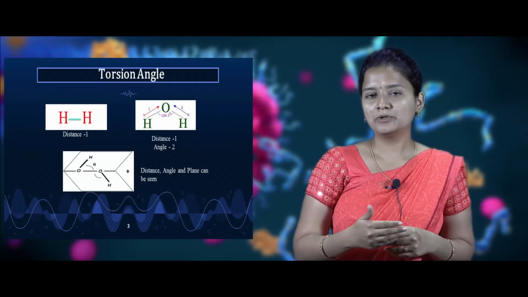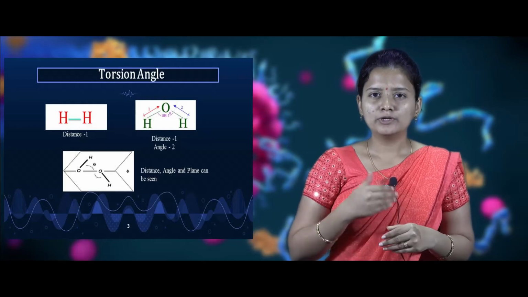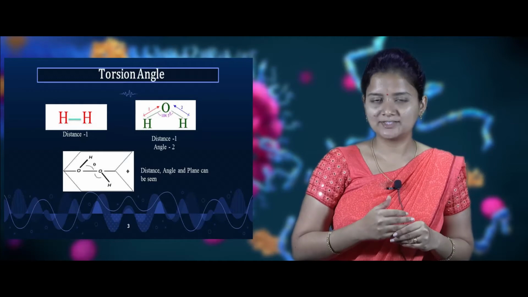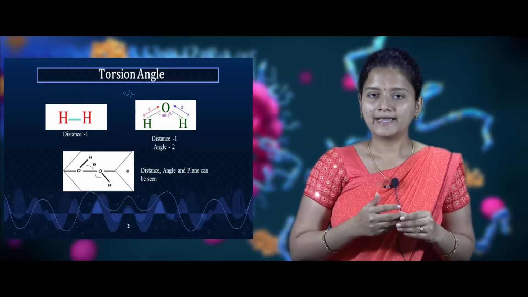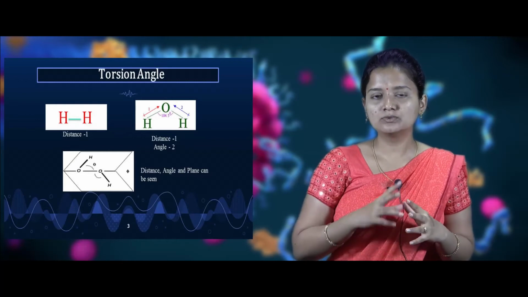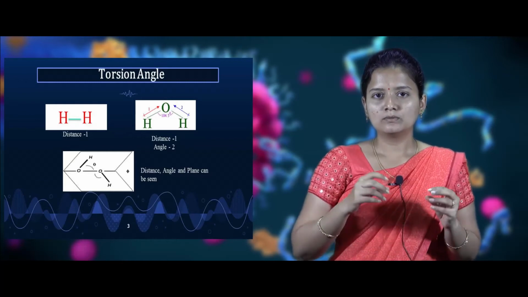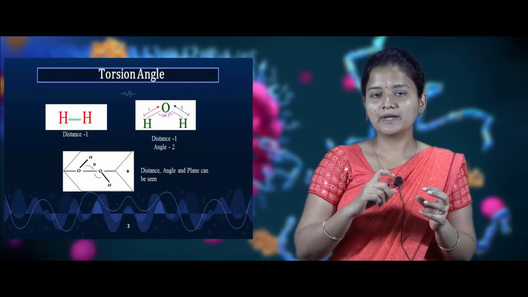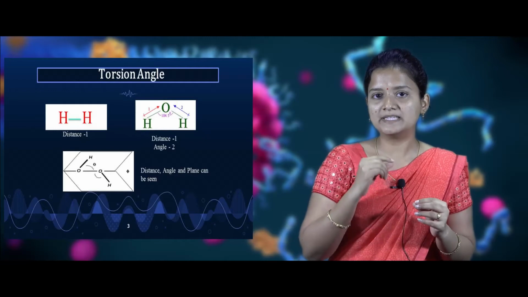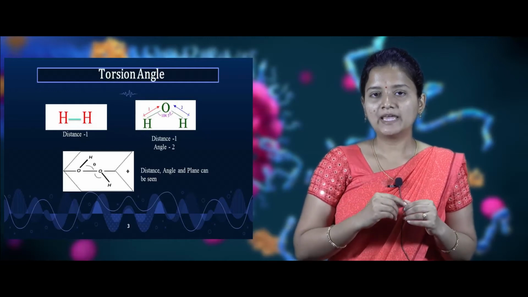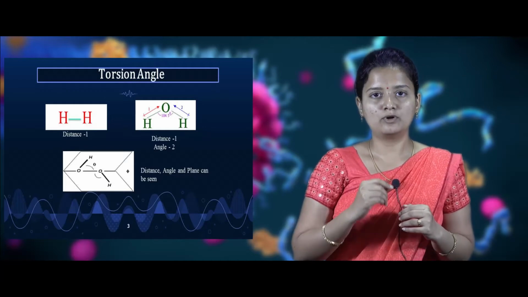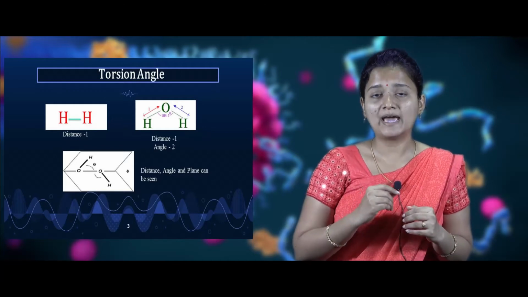Now we are going to see about the torsion angle. In order to understand the torsion angle, I am going to discuss three molecules: the hydrogen molecule, water molecule and hydrogen peroxide molecule. In the hydrogen molecule there are two hydrogen atoms separated by some distance, whereas there will be no angle formation.